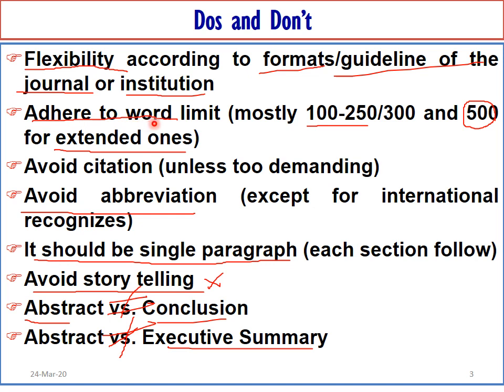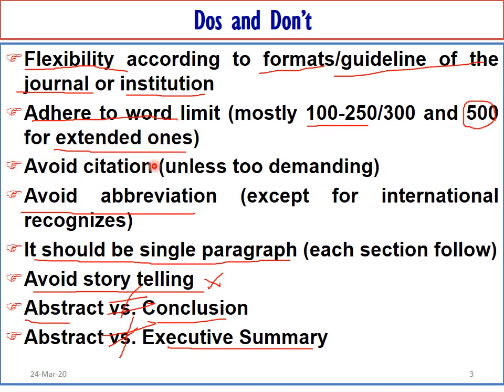Also, we should adhere to the word limits, because most abstracts you may find are limited to 100 to 200 words, sometimes 300 words, and in most rare cases you may find 500 words, of which these categories of abstract are grouped under the so-called extended abstracts. We will have a different topic to discuss why we call them extended abstracts. For now, we just name it as it is.